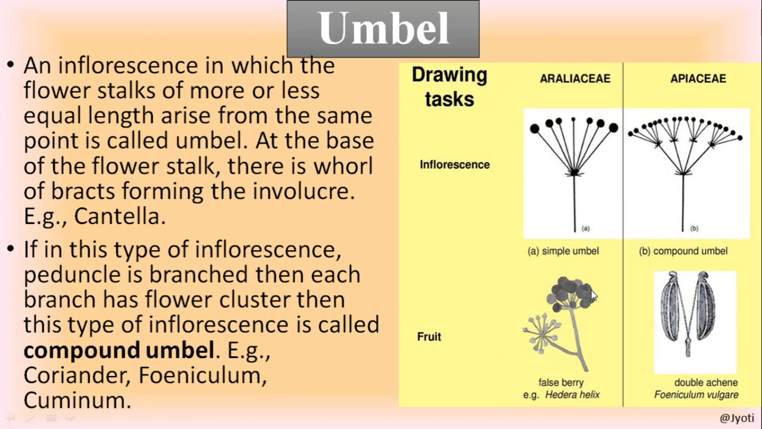Okay, so this is the arrangement of the fruit, because the flowers are arranged in such a way. That's why the fruits developed from the flowers are also arranged in that way. This is called compound umbel, and this is called simple umbel. Simple umbel, when it is branched, is called compound umbel.